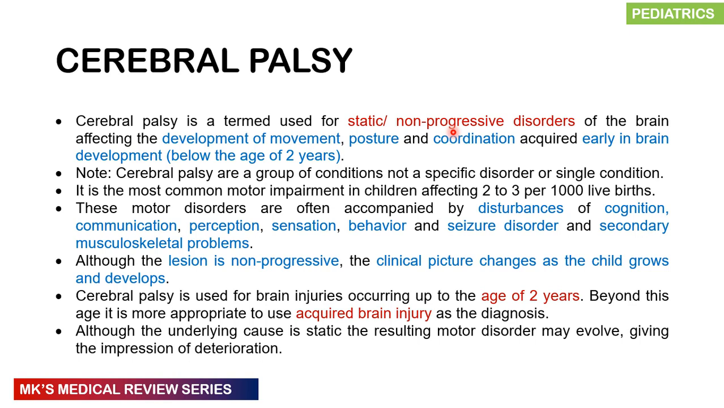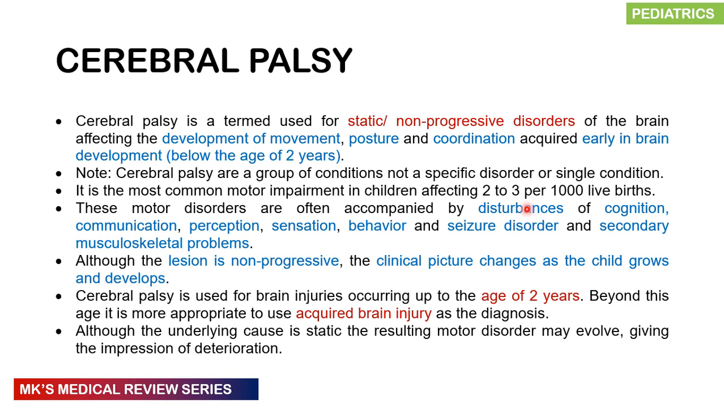And remember that cerebral palsy is actually a group of conditions. It's not really a specific disorder or a single condition, and it's actually the most common cause of motor impairment in children, and it affects about 2 to 3 children per 1,000 live births.